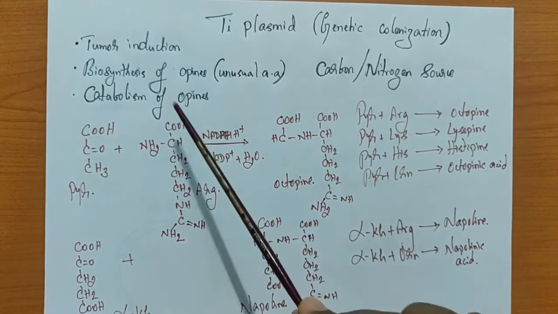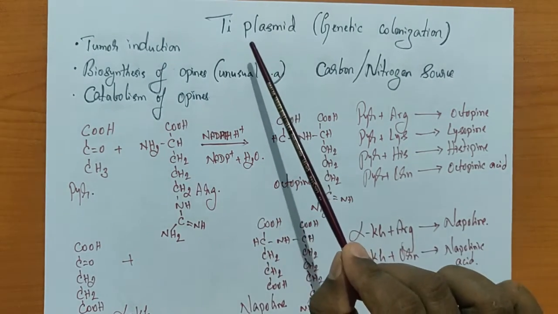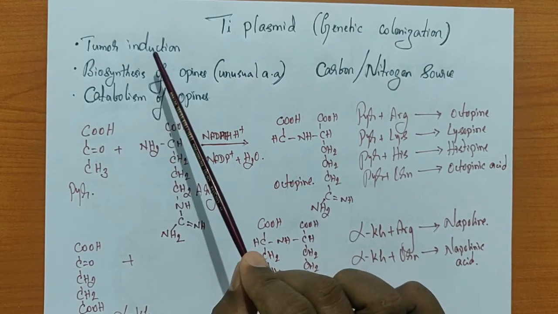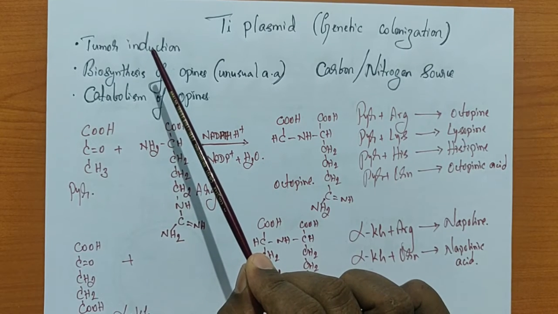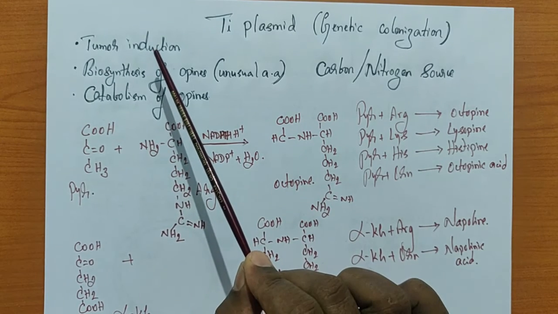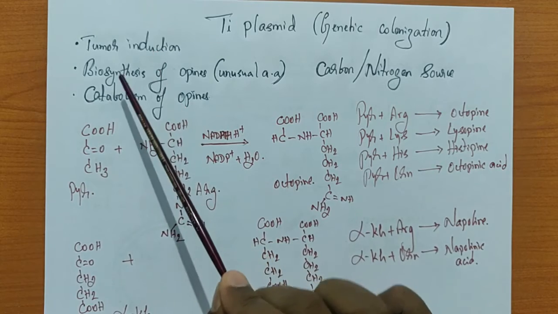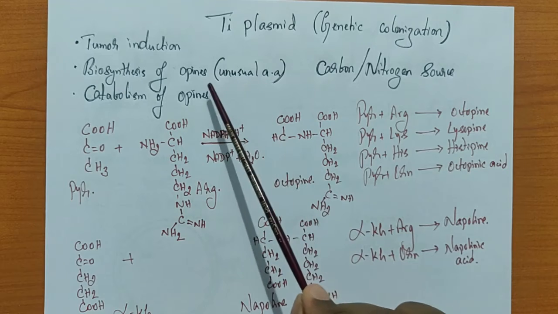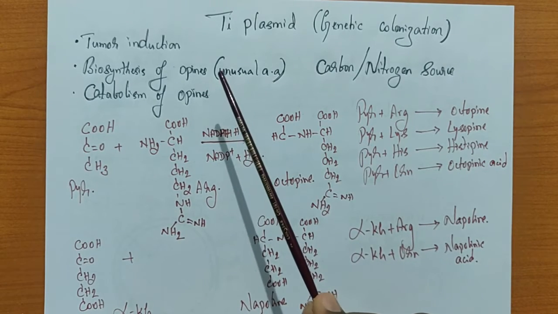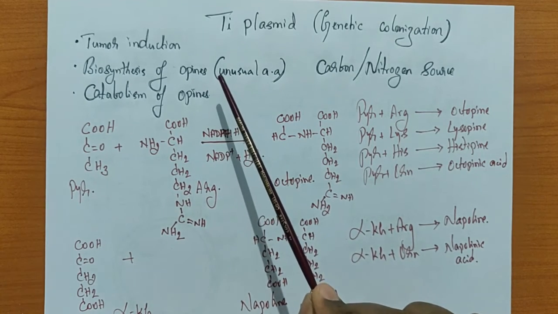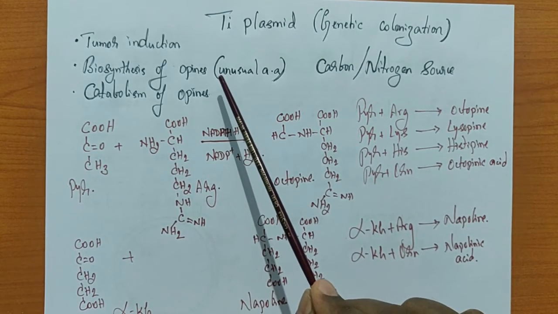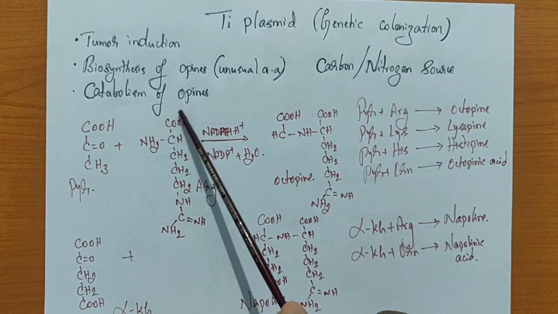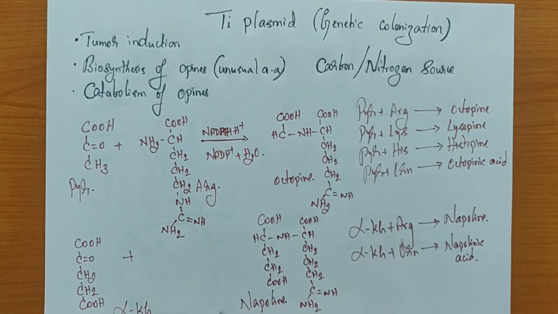All these three things are going to be induced by the Ti plasmid. One is tumor induction, so that it will make sure the cells will not be differentiated. Second, for the survival of the microorganisms, they have to synthesize certain unusual amino acids, the opines, because these are the carbon and nitrogen source for these microorganisms. Then they need the catabolism of these opines.